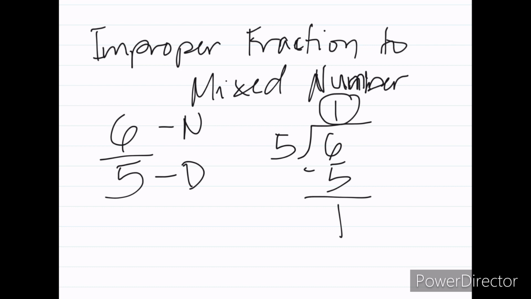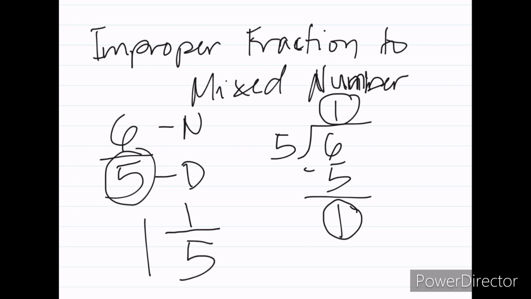So, we have 1, which serves as our whole number, and write the remainder as a numerator. So this is our remainder, so it will serve as our numerator. And lastly, use the same denominator. So 5 is our denominator, therefore just simply copy 5. So 6 over 5, when you convert that into mixed number, becomes 1 and 1/5.